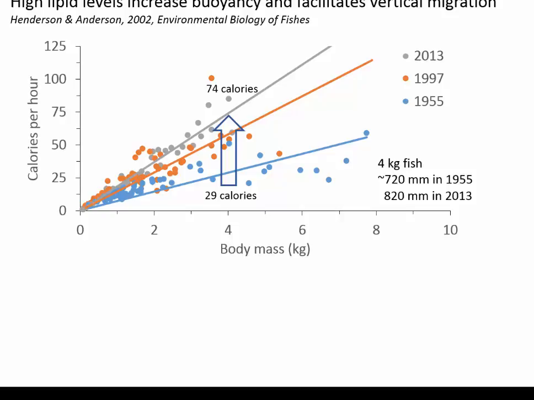And another thing to get from this is that a 4 kilogram fish was about 700 millimeters in 1955, and that same fish now is 800 millimeters. So for the same amount of weight, you just have to be that much longer. They're just much lighter fish than they used to be.